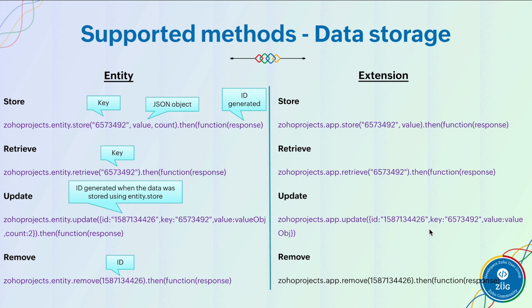For update, it's going to be the key, the updated value along with the ID that was generated when the data was stored. Finally, for remove, it's going to be app.remove followed by the ID that was generated when the data was stored against the key. These are the methods that are supported by Zoho Projects to handle data storage either against an entity or at the extension level while you're building the widget. Next, we'll be seeing use case demonstrations for both entity and extension data storage.